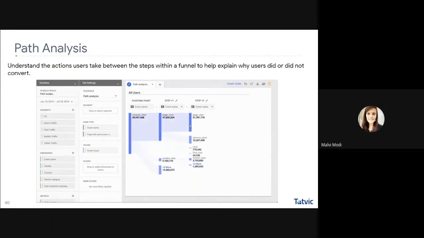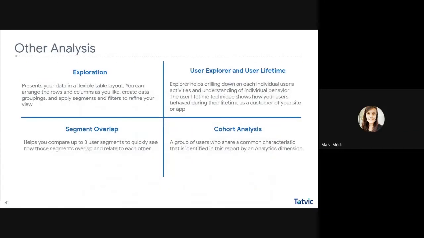Right, Abhijeet. Okay. So, for other analysis, we have exploration, segment overlap, user explorer, user lifetime, and cohort analysis reports available with us. The exploration report basically provides us the data in a tabular format. You can switch between the rows and columns the way you like to see the data. For the segment overlap, you can isolate specific audiences based on complex conditions.